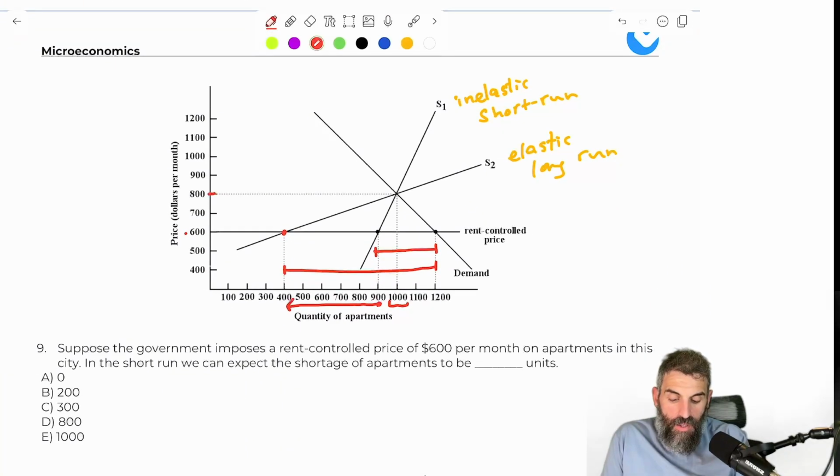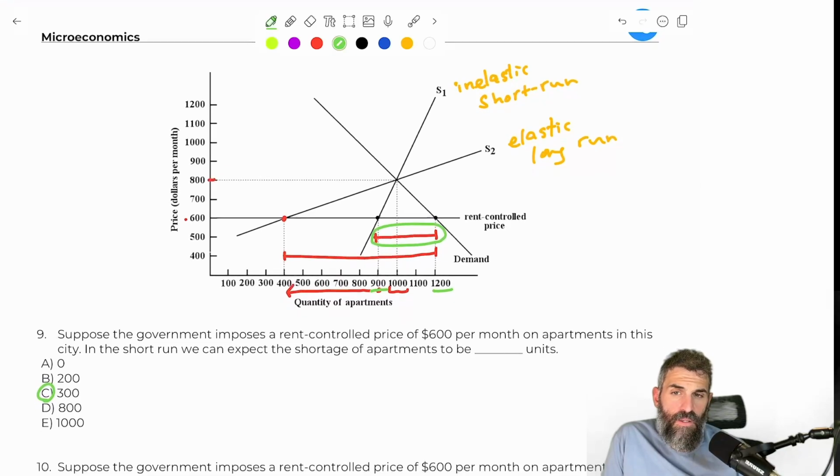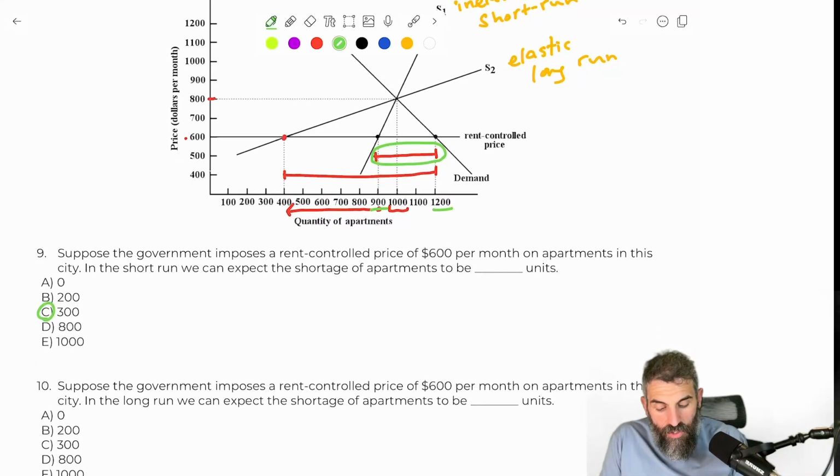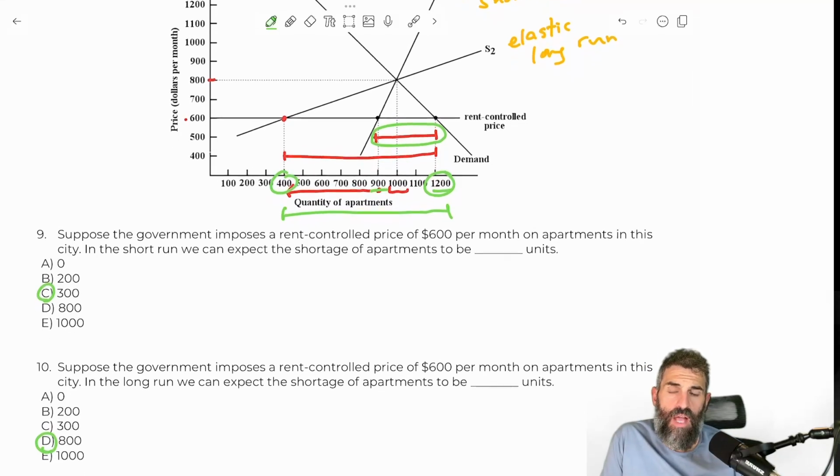So this question is testing you on that. Suppose the government imposes rent controls of $600. In the short run, the shortages are the difference between supply and demand. So if you look here, it's the difference between 900 and 1200. So the answer is 300. The following question is, what about the long run? The housing shortage in the long run would be from 1200 all the way to 400. So it would be an 800 unit housing shortage.